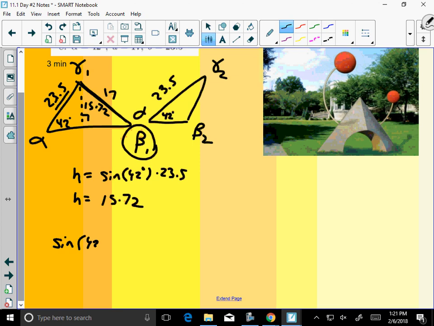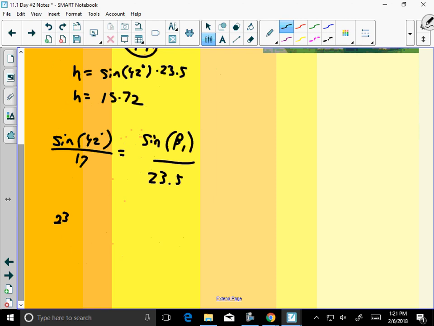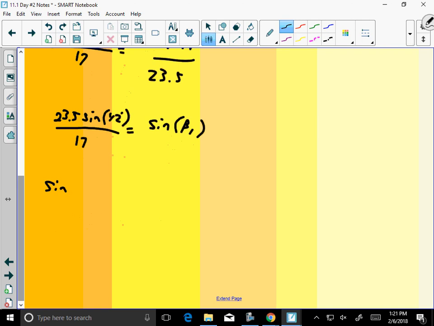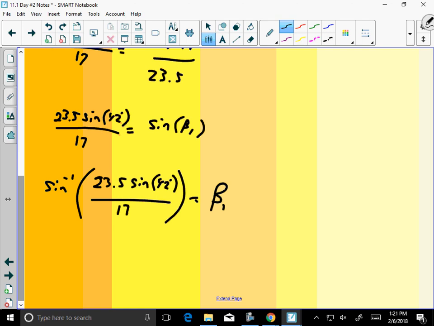Sine of 42 over 17 equals sine of beta 1 over 23.5. So I'd have 23.5 sine of 42 divided by 17 equals sine of beta 1. Will somebody inverse sine this thing? And I'll pause here so we can kind of see what's going on. Somebody find that for me, please. Okay, cool. So in this triangle, beta 1 is 67.6 degrees.